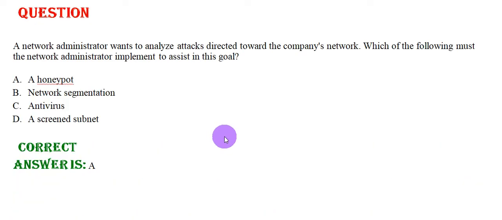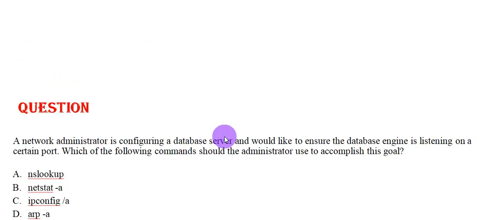A network administrator wants to analyze attacks directed towards the company network. Which of the following must the network administrator implement to assist in this goal? Option A, a honeypot. Option B, network segmentation. Option C, antivirus. Option D, a screened subnet. The correct answer is option A.